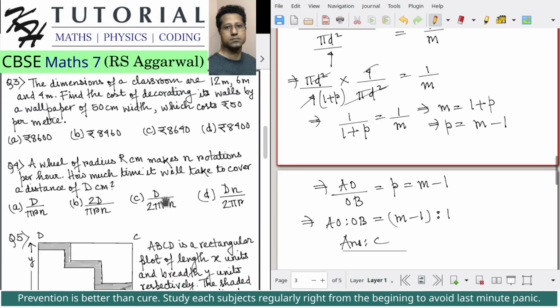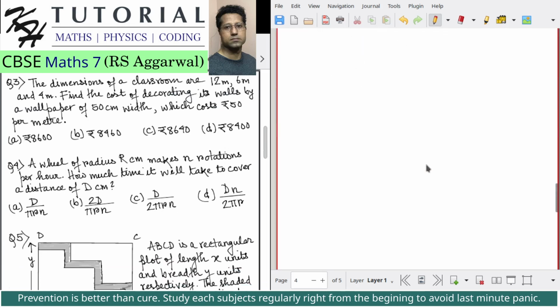Okay, let's do the next problem. Question number 3. The dimensions of a classroom are 12 meter, 6 meter and 4 meter. That is, the length is 12 meter, breadth is 6 meter and height is 4 meter. Find the cost of decorating its walls by a wallpaper of 50 centimeter width, which costs rupees 50 per meter. So we have to decorate the 4 walls of the room by a wallpaper, and the width of the wallpaper is fixed, that is 50 centimeter.